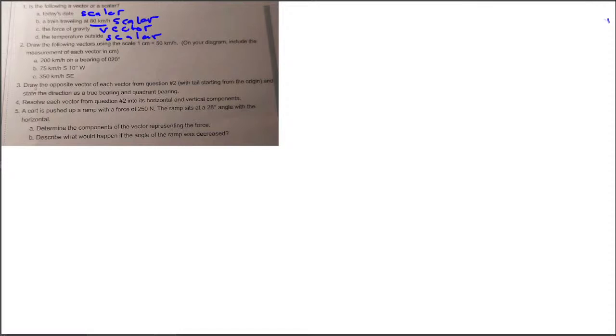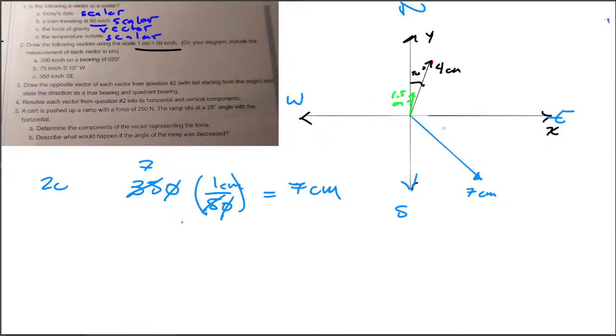So question 3 says, draw the opposite vector of each vector from question number 2. Okay, so it's a good thing I didn't erase that. Let's bring up number 2. Okay, so the opposite vector is literally the same thing that you think of when you think of the opposite of a number. So if I have a number 2, its opposite is negative 2. It's the number that I would add to it that would make 0. Or in the case of vectors, the vector you'd add to it that makes the 0 vector.